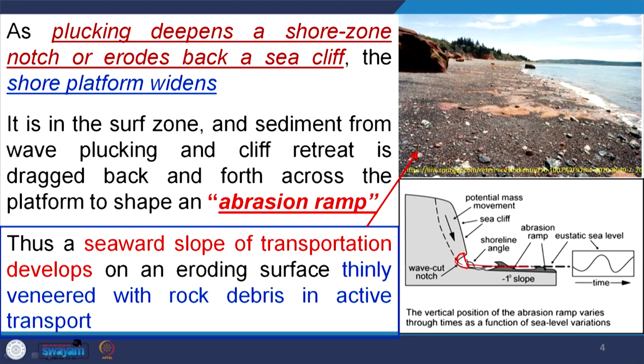So, the width of the platform was this much. As the notch forms, that means this much width is added to this. That is why, with more and more notching, the deeper the notch, the more the area is notched back. So, this sea platform widens. If it widens, that means the sea level is increasing and increasing.